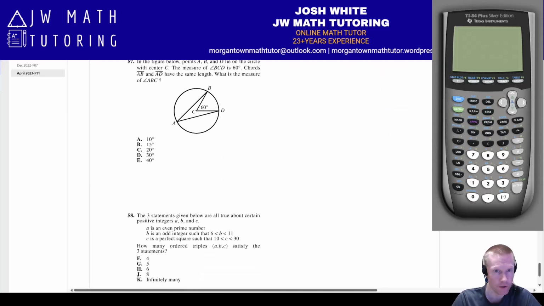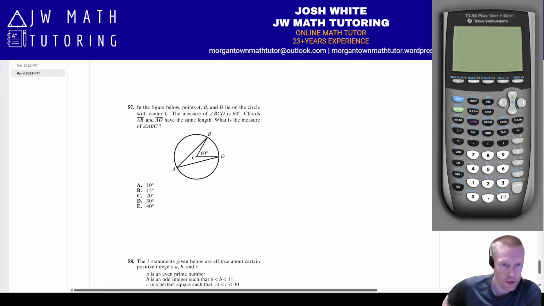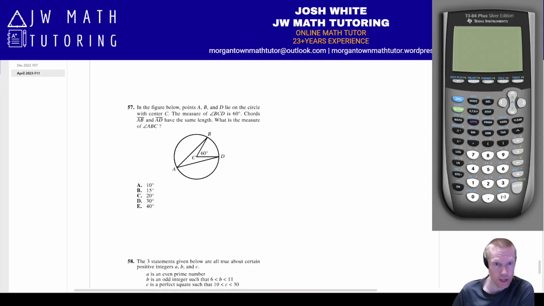All right, next up, we are going to go over a geometry problem, number 57, where we have a circle and we have an inscribed angle. We also have a central angle. And let's see how we can figure out the measure of angle ABC. Okay, so we're looking for this angle right here.